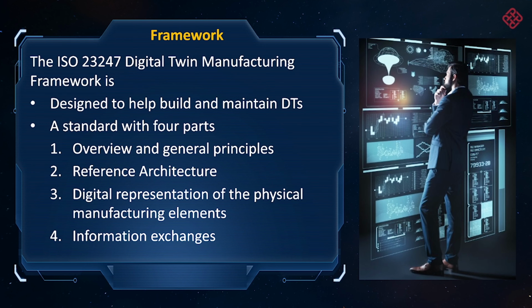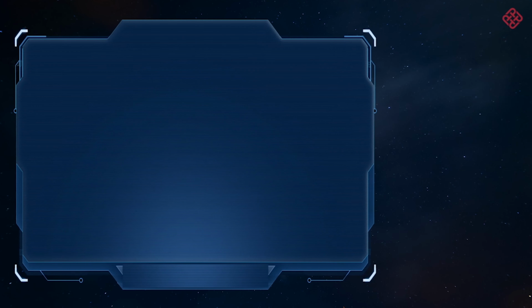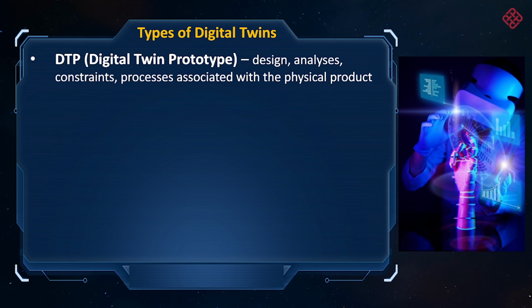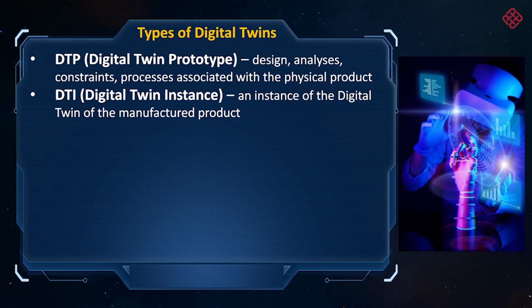developed and adopted. Well, when it comes to different types of digital twin systems, there are several terminologies which are now commonly accepted. First one is DTP, which is digital twin prototype. And as the name specifies, it's more like a pilot system that helps us to better design, analyze, and observe the constraints and also the processes that are needed in order to build the physical product. So you haven't got a digital twin yet, you have a pilot system in place or in the pipeline.